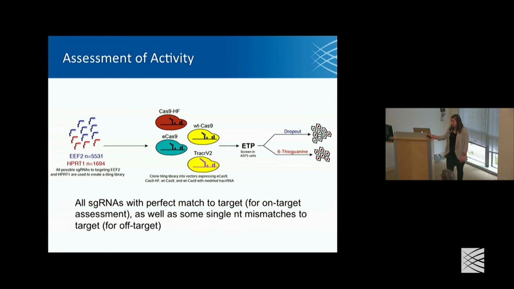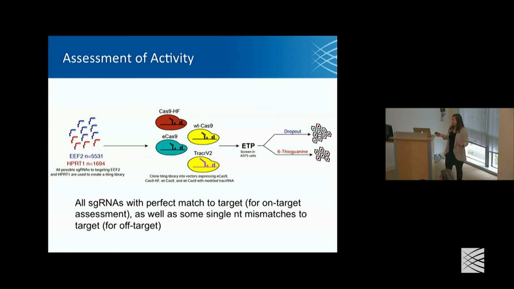So we created a tiling library with guides targeting EEF2, which is a gene that's a known cell viability gene, as well as guides targeting HPRT1, which is a gene that's known to confer 6-thioguanine resistance when knocked out in cells. We clone these into all-in-one vectors with your Cas9 high fidelity, your eCas9, and then the wild type. And we also had the wild type Cas9, but with the modified tracer. And we then did both a dropout and a positive selection screen.